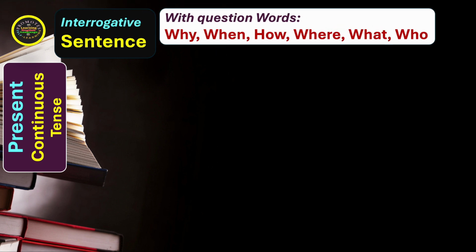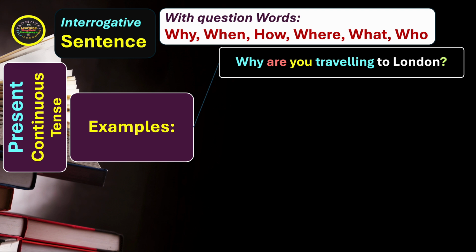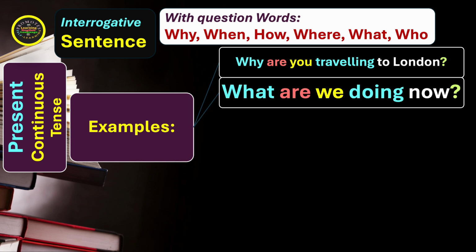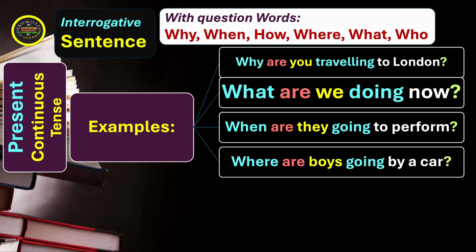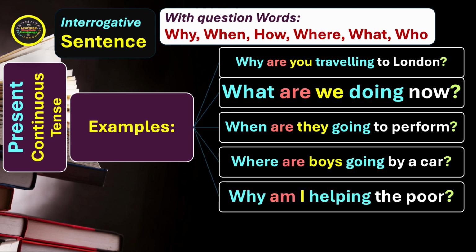We move on to the next step, that is present continuous tense in the interrogative form of sentence with question words like why, when, how, where, what, and who. In this case, question words come first. See the examples like, why are you traveling to London? What are we doing now? When are they going to perform? Where are boys going by a car? And why am I helping the poor?